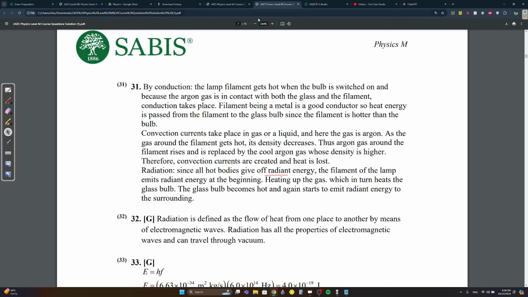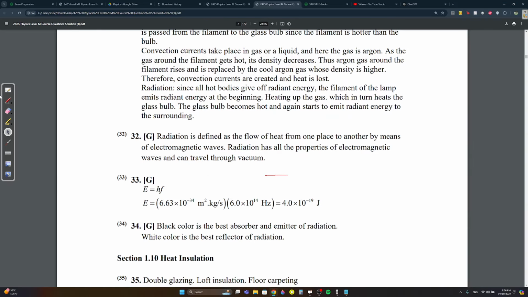Describe the transfer of heat by radiation. This is a good question. All of you must know this, okay? Radiation is defined as the flow of heat from one place to another by means of electromagnetic waves. So, let me ask you to define it. Radiation is the flow of heat from one place to another by means of electromagnetic waves.